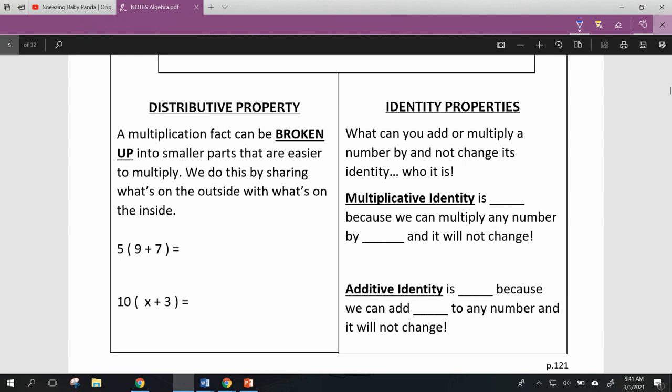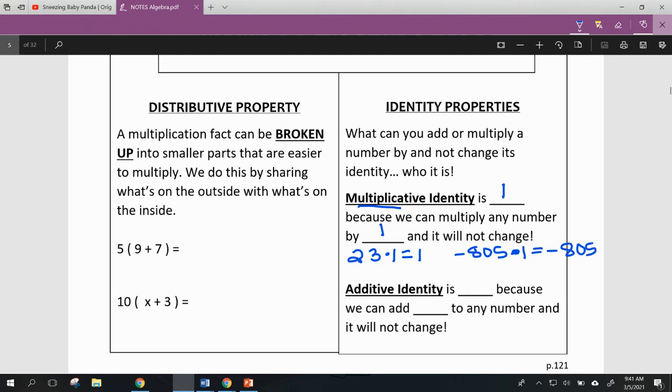Our multiplicative identity, remember multiplicative means we're going to multiply, is 1. Because we can multiply any number by 1 and it's not going to change, right? 23 times 1 is still 23. Negative 805 times 1 is still negative 805.